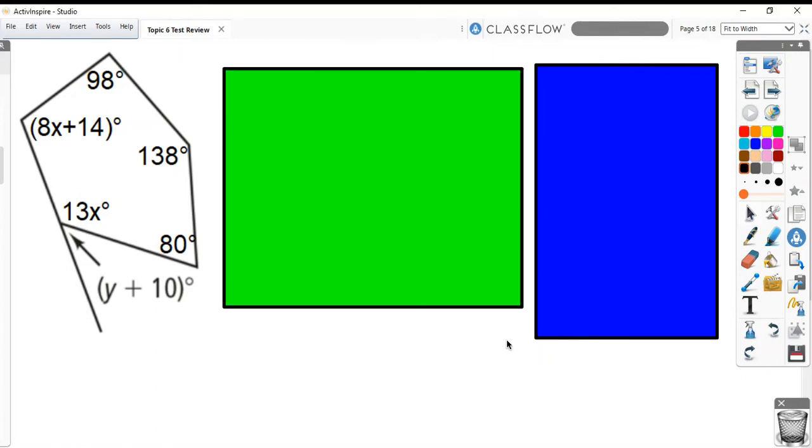Hello, everybody. We are looking today at the Topic 6 test review, and problem number one is asking us about some variables. It wants us to solve for both of these variables. Actually, the first couple of problems are all doing that same thing. And this problem right here gives us a pentagon, and it's got one exterior angle.